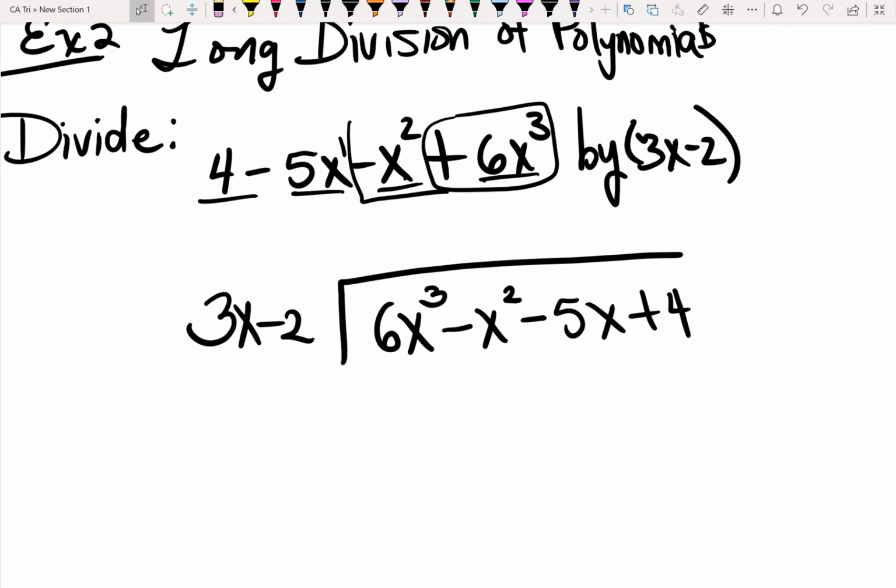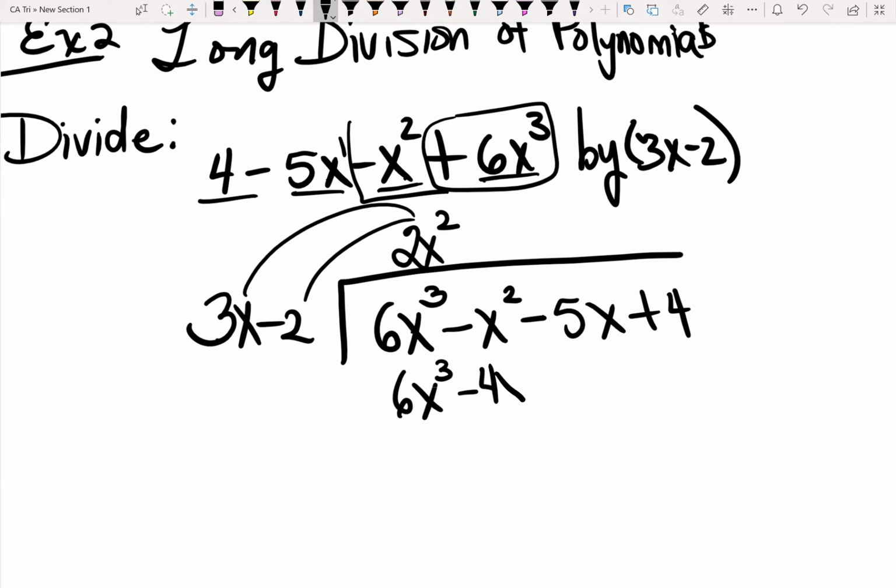So once you do that, you begin the process, and you ask, well, 3x times what will give me 6x? So we start with 2x squared. Obviously, if I distribute this, I'm going to end up with 6x cubed minus 4x squared. And remember, at this stage, we're going to flip the signs around. So this becomes a negative and this becomes a positive.